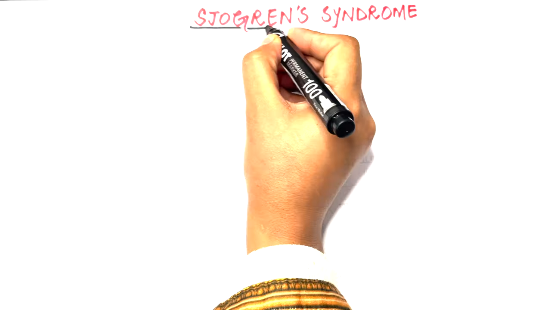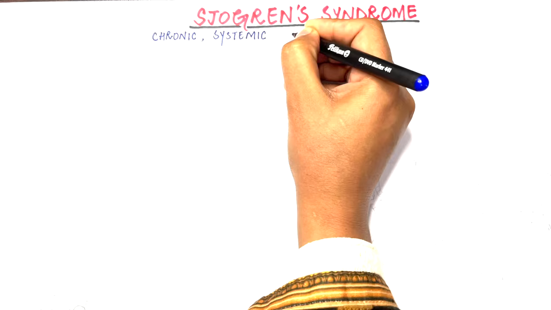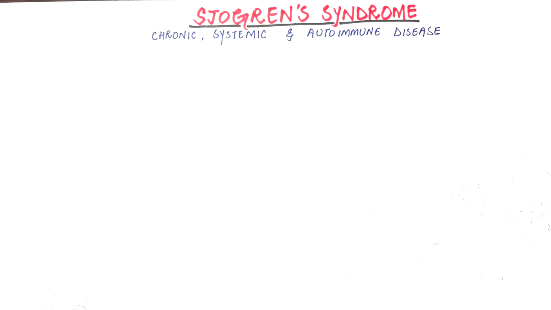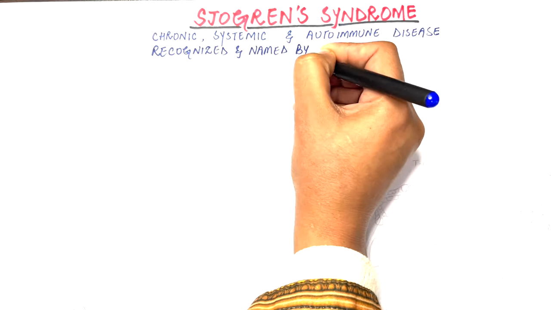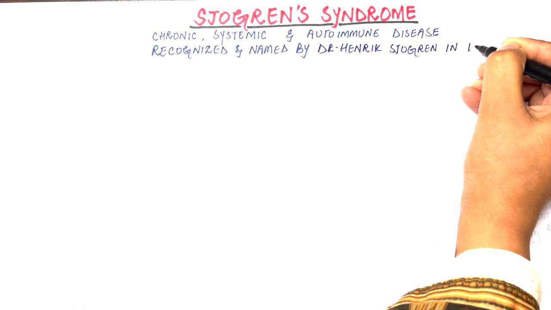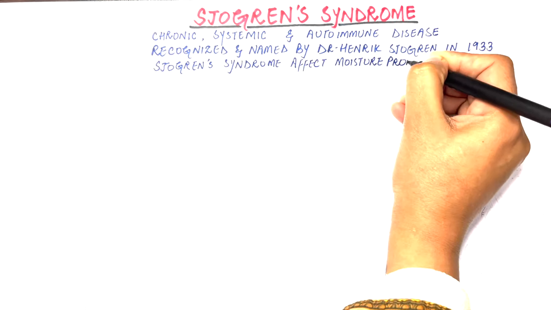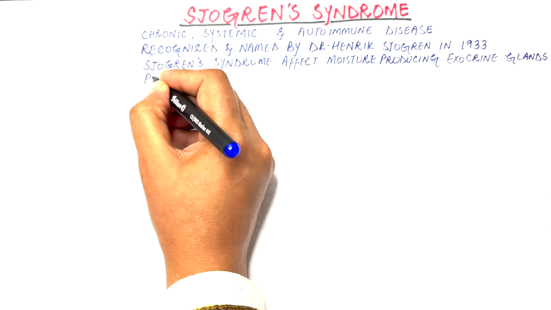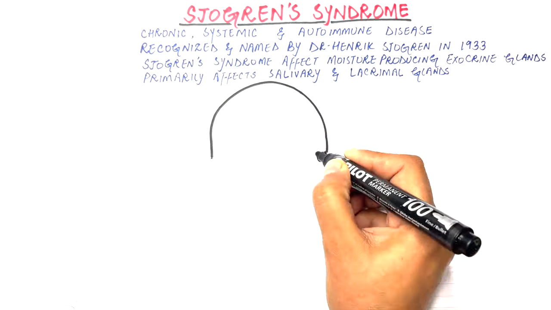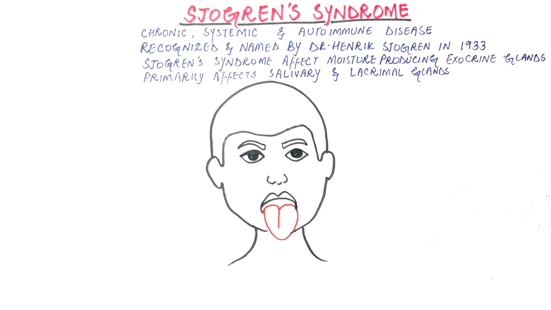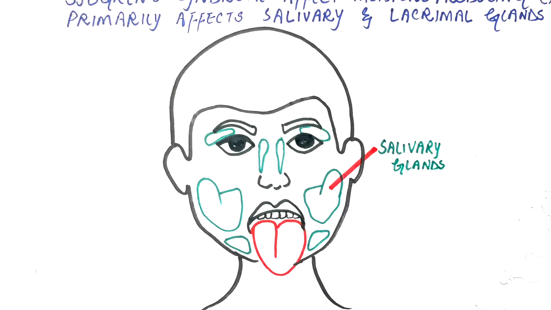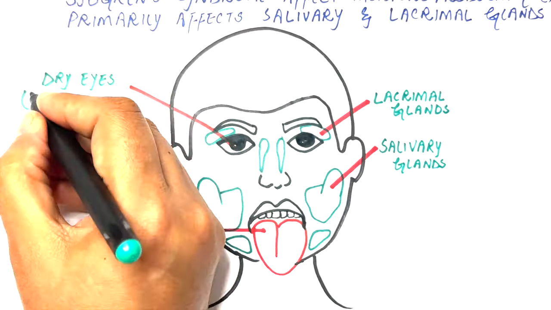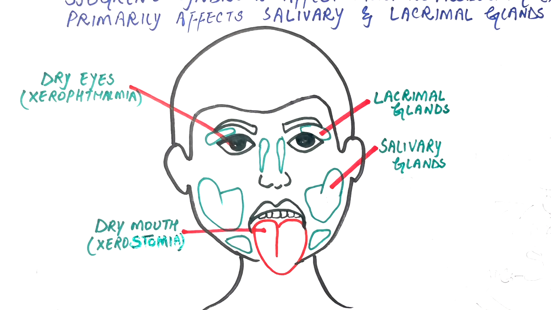Sjogren's syndrome is a chronic, systemic, and autoimmune disease that became recognized and named by Dr. Henrik Sjogren in 1933. The disease affects moisture-producing exocrine glands located all over the body, primarily the salivary and the lacrimal glands, causing a decrease in tears and saliva production, resulting in dryness of the mouth called xerostomia and dryness of the eyes called xerophthalmia.